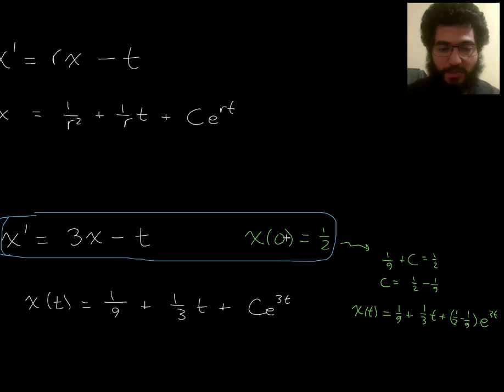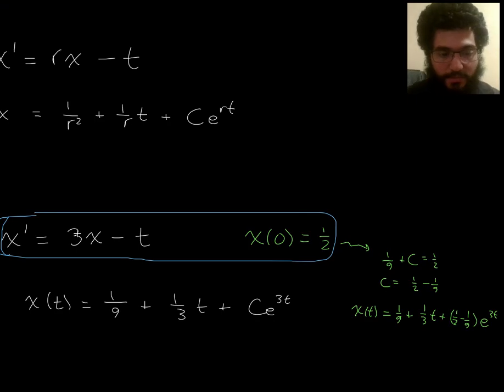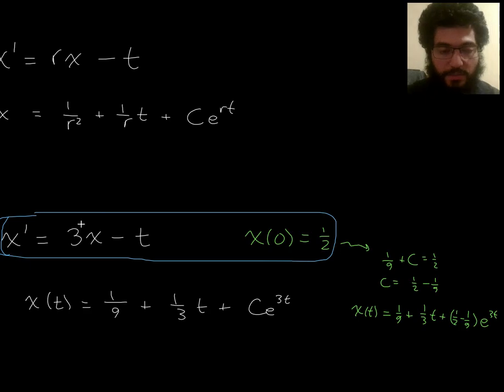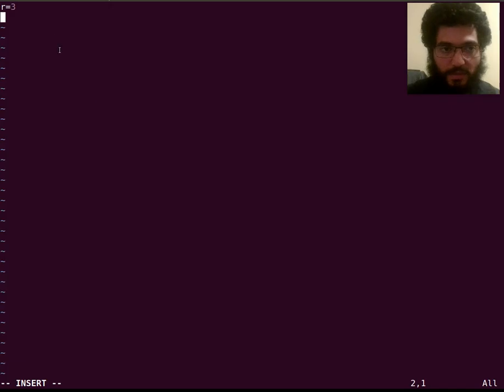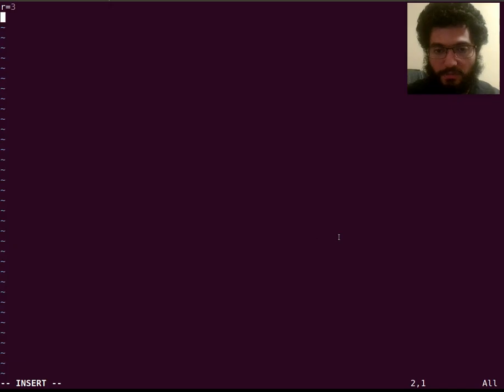So let me fill in some of those things. I'll put r equals 3. That's so I don't have to type 3 everywhere in case I want to change that at some point to some other choice. Then I'll just be able to change it up here at the beginning. And x0 equals 1/2. So let's just call that x0 equals 0.5.